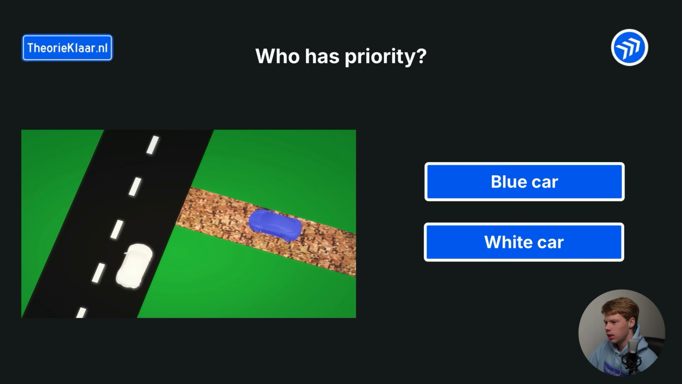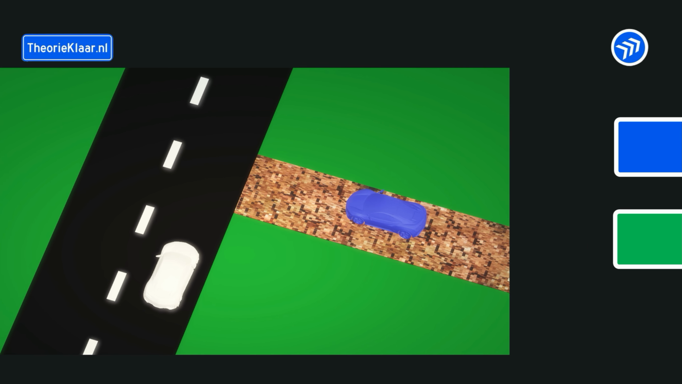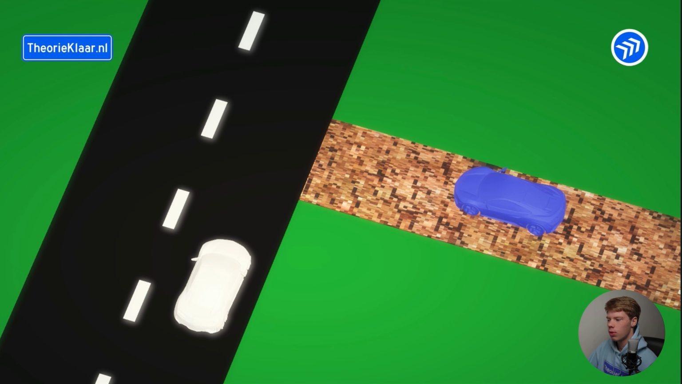And who has priority in this situation? Is that the blue car or the white car? Then the right answer is the white car. The blue car is coming from an unpaved road, and on an unpaved road you must give way to drivers on the crossing paved road.